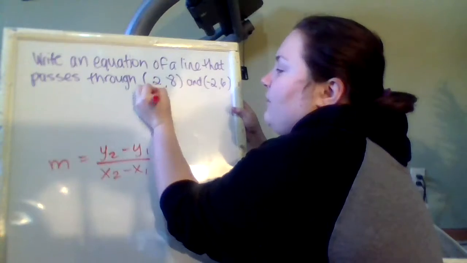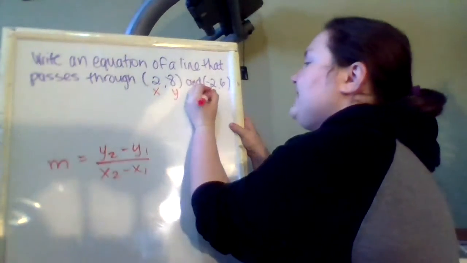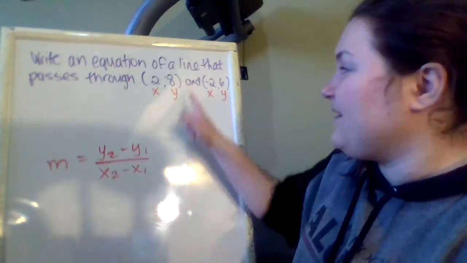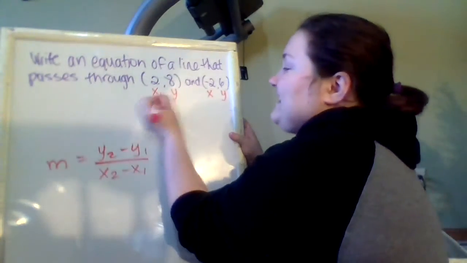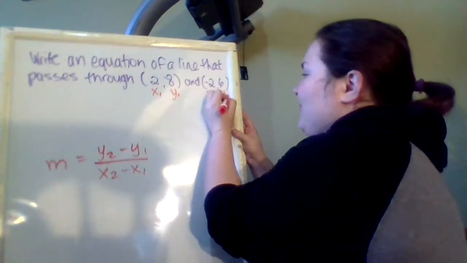Points are always x and then y. So both of these would be x, y like that. And then those 1s and 2s just come from, this is what I'm going to call my first point. So since it's my first point, I can say x1, y1. This is my second point, so I could say x2, y2.